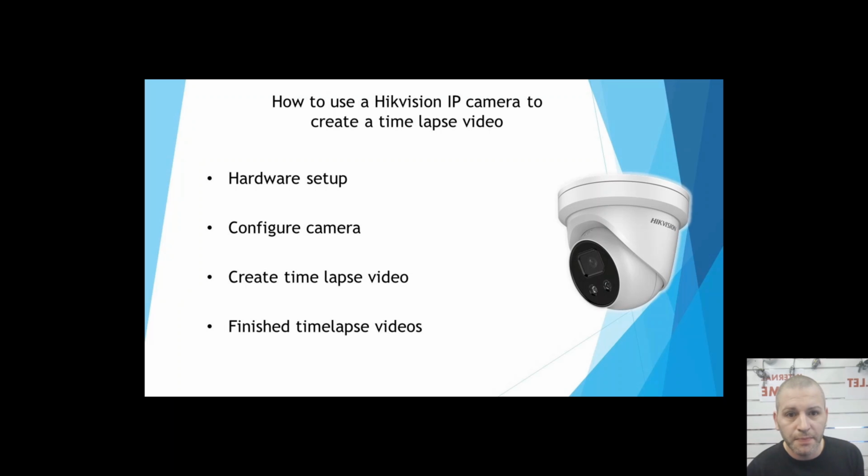Today we are going to be showing you how to use a Hikvision IP camera to make a time-lapse video. Most Hikvision IP cameras should be able to do this, especially all the newer ones. It's nothing too complicated. What we'll be doing is essentially putting an SD card into the camera, then we will set regular intervals for the camera to take pictures, and then we'll download those pictures, put them in some software, and create our video.